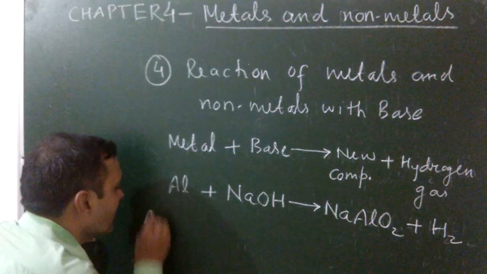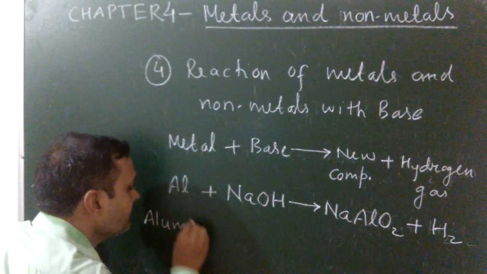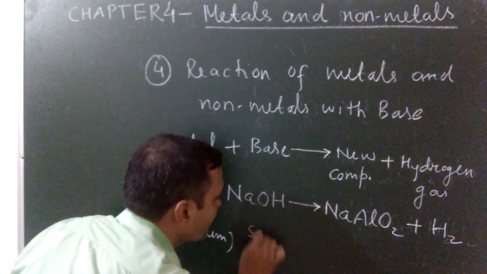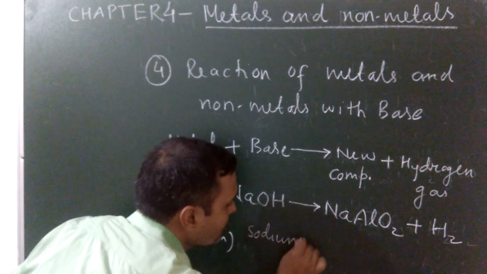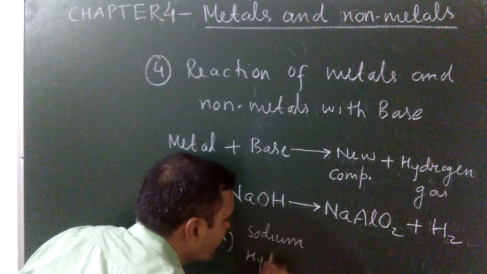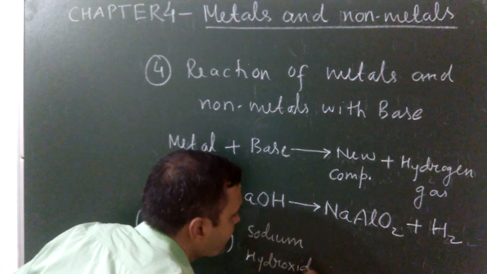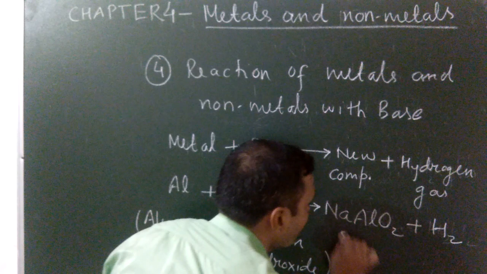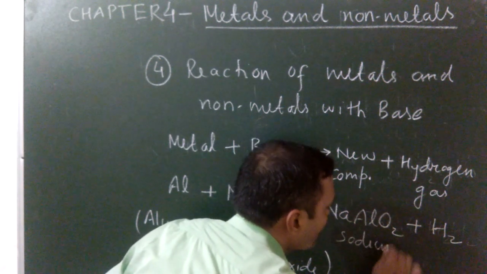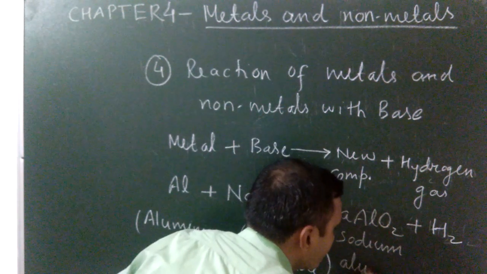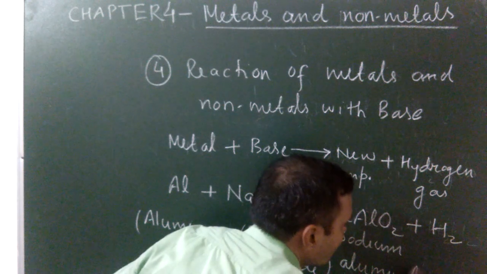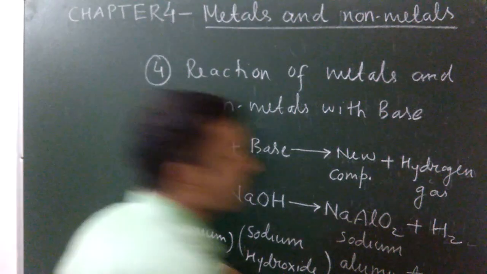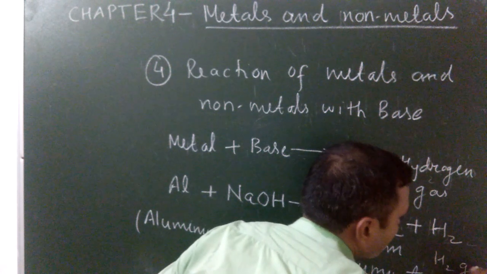So this is the symbol of aluminium, and this is sodium hydroxide, that is a base, an example of base. This is a new compound. The name of the compound is sodium aluminate. The chemical reaction is not given in the book, only the new compound, but you have to learn about this. And this is the hydrogen gas.